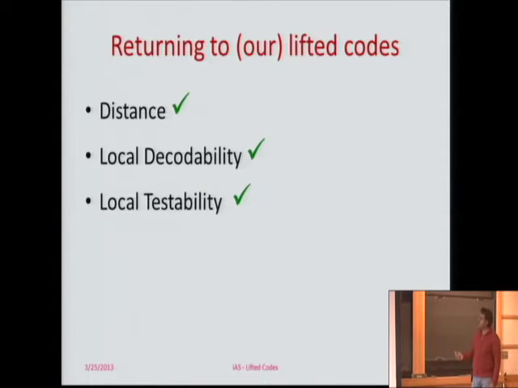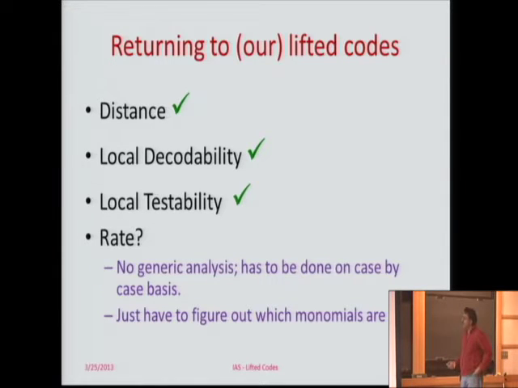Okay. So like I said, the lifted code's distance is fine, the local decoding, testing, every property that you want about them is fine. The only thing that actually requires individual examination is the rate. How do you know what is the dimension, what is the basis of this code? There's no generic analysis, but we have enough structural theorems which basically tell you the following. If you want to find out which codes are in the lifted family, you have to basically ask just the following question: which monomials are in the lifted family? So not general functions, but just the monomials.